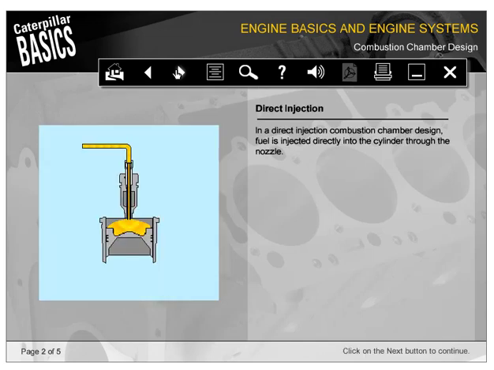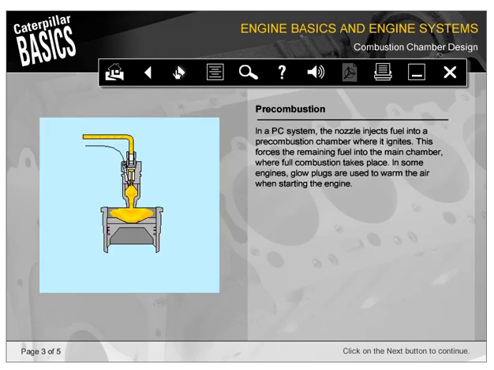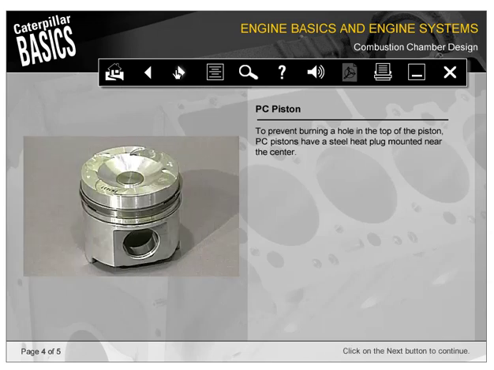In a direct injection combustion chamber design, fuel is injected directly into the cylinder through the nozzle. In a PC system, the nozzle injects fuel into a pre-combustion chamber, where it ignites. This forces the remaining fuel into the main chamber, where full combustion takes place. In some engines, glow plugs are used to warm the air when starting the engine. To prevent burning a hole in the top of the piston, PC pistons have a steel heat plug mounted near the center.